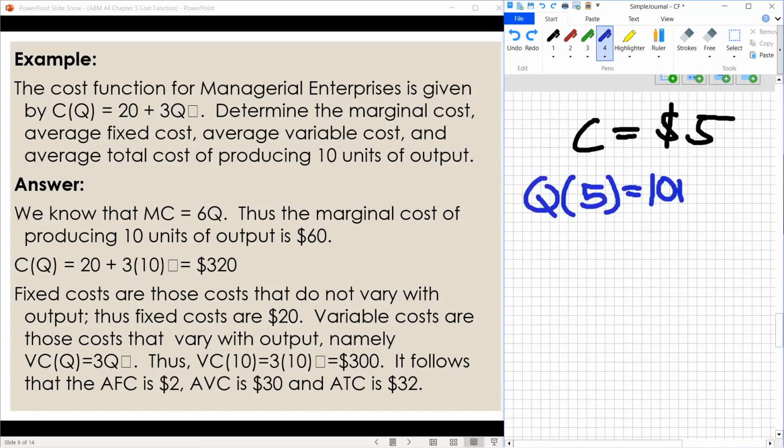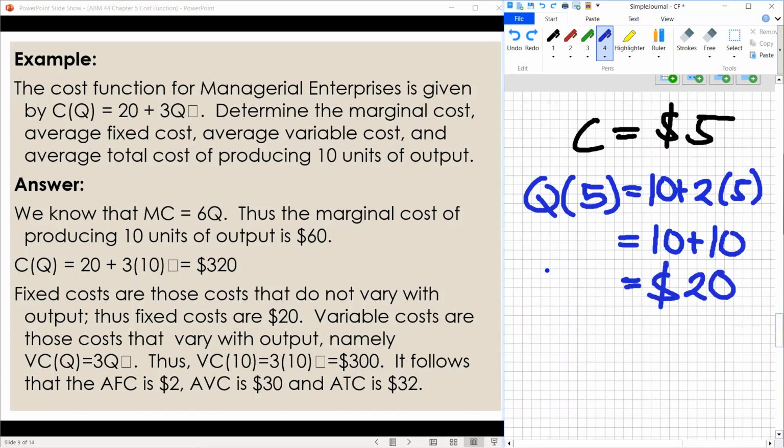We have 10 plus 2 times 5 here. So the answer would be 10 plus 5 times 2, that would be 10. The answer is 20. So marginal cost is 20. MC at 5 is 20. So this is the answer for our example.